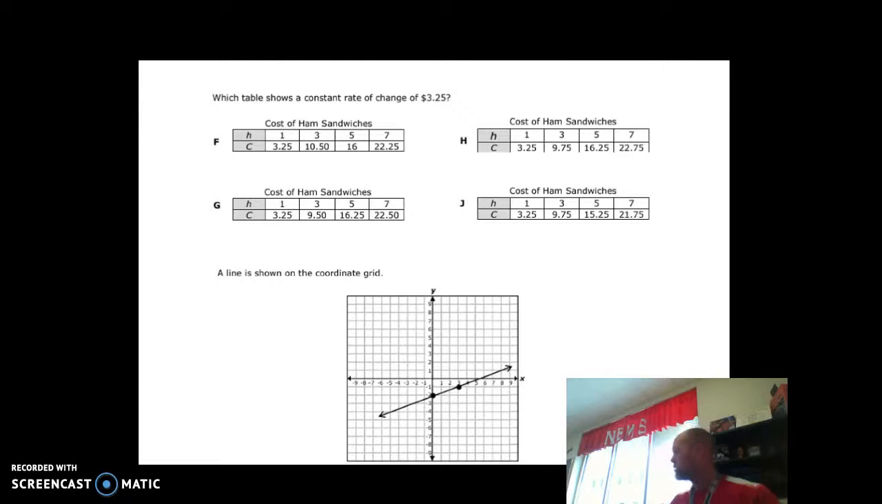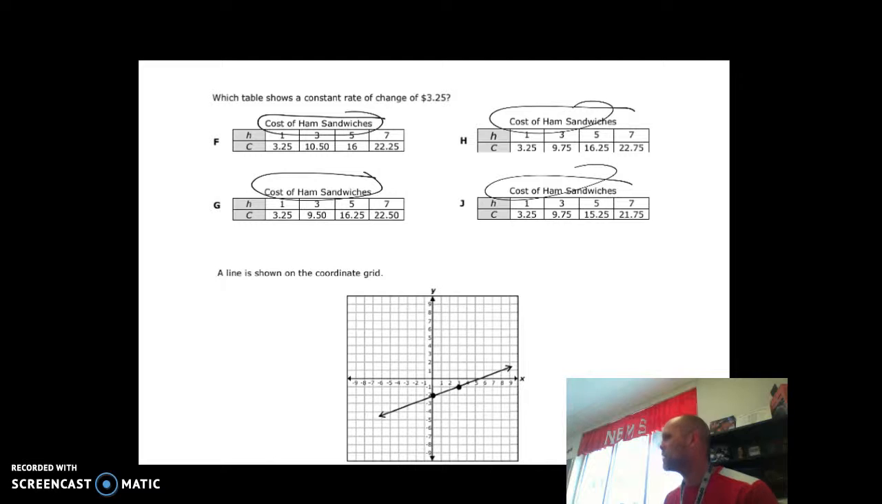It's a constant rate of change. Got it? Okay. Alright, so it says, which table shows a constant rate of change of $3.25? Look at the title. They're ham sandwiches. So ham sandwiches cost $3.25. If I asked you how much do 2 ham sandwiches cost, what would you tell me? If they're $3.25 each, how much are 2 of them? $6.50. And if you wanted to buy another one, wouldn't it be $3.25 more than that?